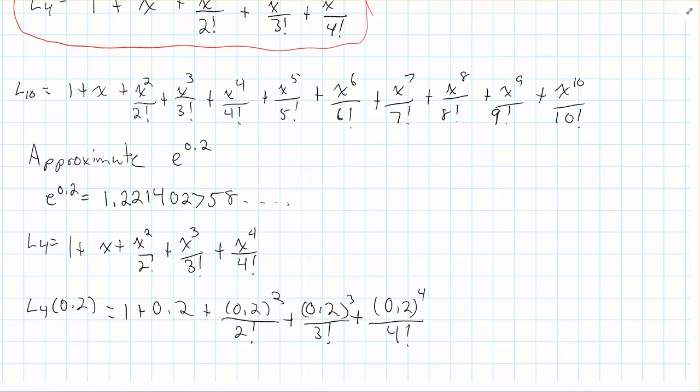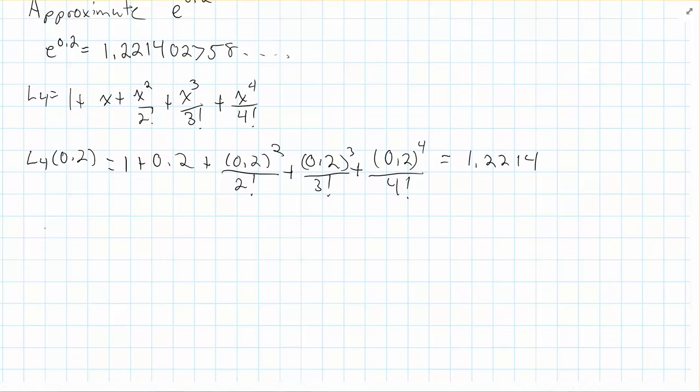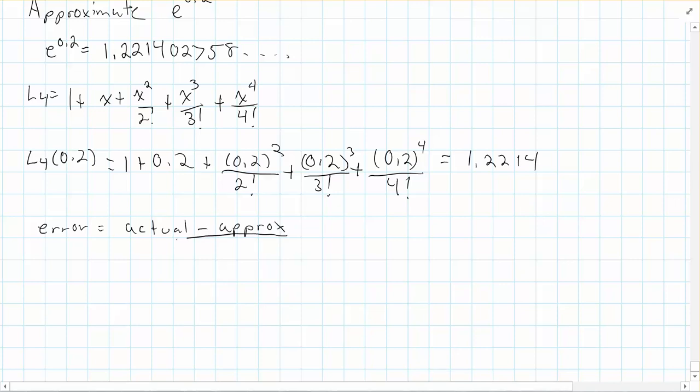I'm going to pause it. Okay, and so once I do that approximation here, I get that this is equal to 1.2214. Wow, that's pretty accurate actually. It's accurate to 4 decimal spots. Now if you wanted to see what the percent error is for these, the error is actual minus approximation over actual. And of course you multiply it by 100 to get a percent.